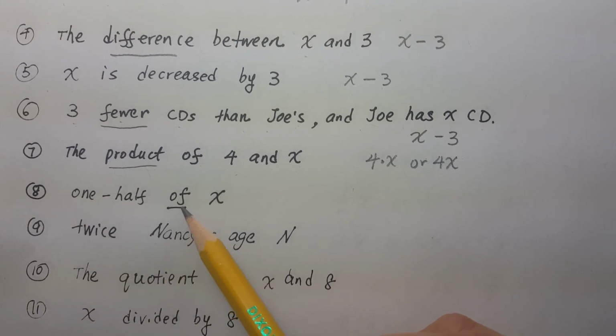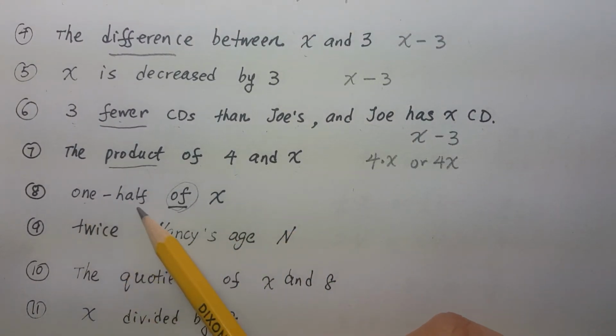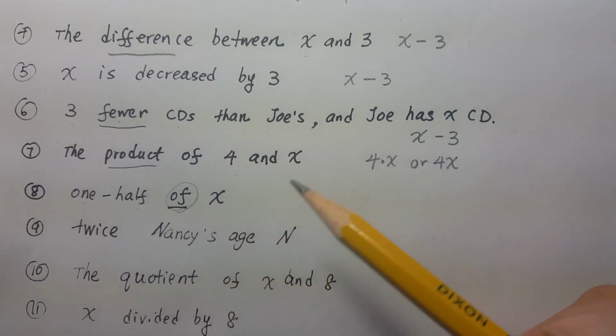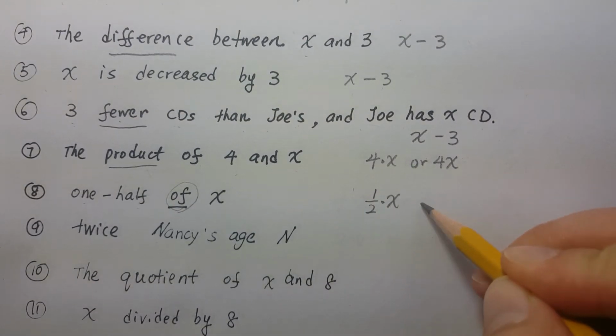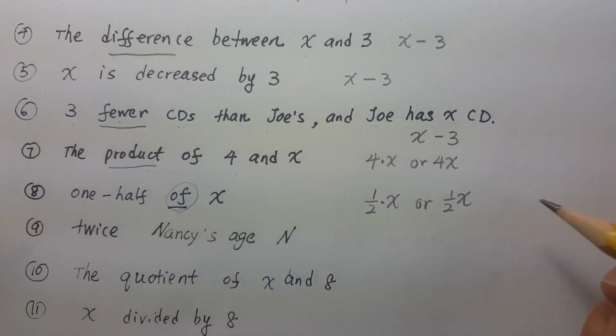Number 8, of, it also means multiplication. 1/2 of x. So now we are going to put 1/2 times x. Some people may write just 1/2 times x without the multiplication sign.